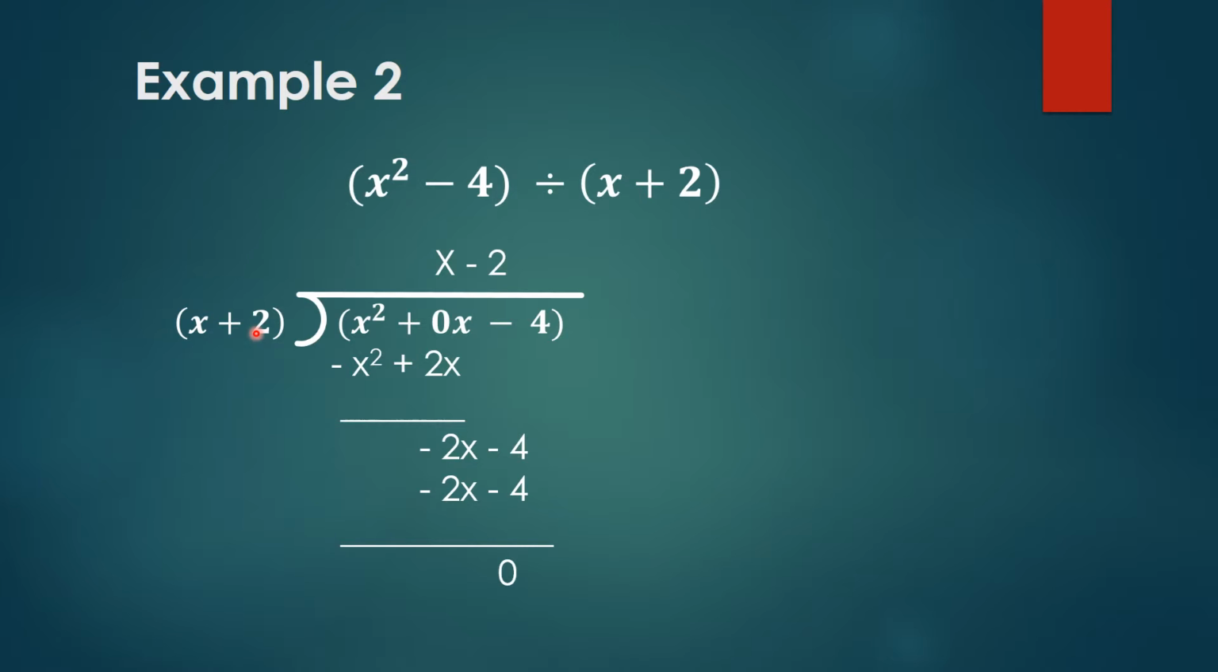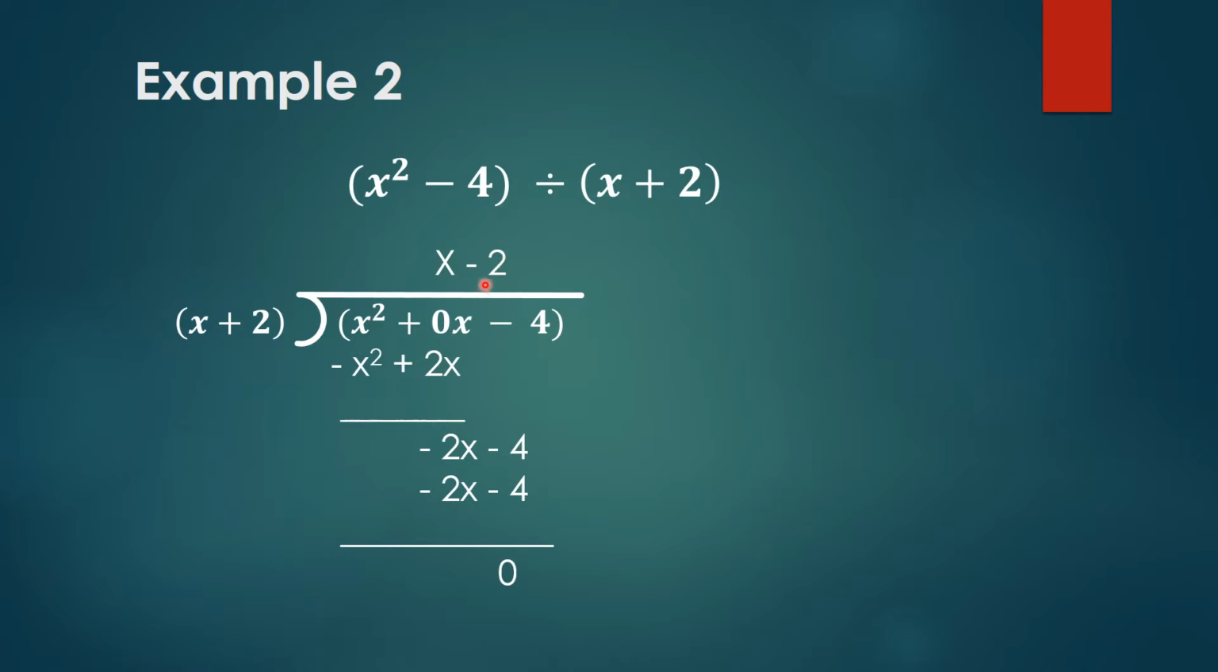Negative 2 times plus 2 gives me negative 4 down here. And then I did like I did before, I subtract. Negative 2 minus a negative 2. When you subtract a negative, it's a plus. So negative 2 minus a negative 2 is 0. Negative 4 minus a negative 4 is the same thing as saying negative 4 plus 4 is 0. Again, your remainder is 0. And your answer is x minus 2.